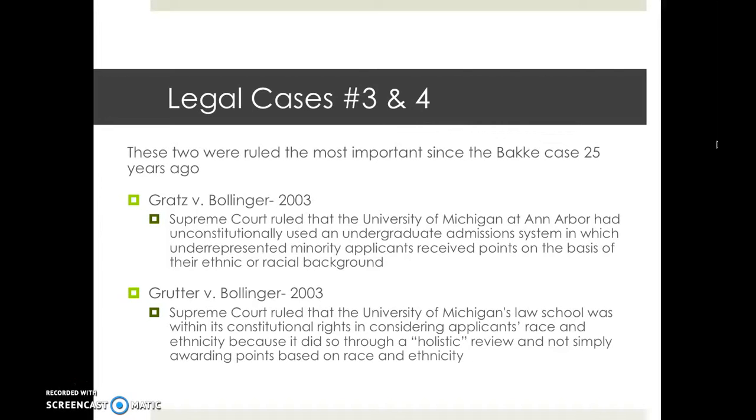The Supreme Court reasoned, actually, that fostering diversity in higher education is a compelling government interest. So, because this was higher education, a law school, they felt that it was within its constitutional rights to consider applicants' race and ethnicity, because it also did so in a holistic review and not simply by awarding points based on race and ethnicity like the undergraduate program had done.